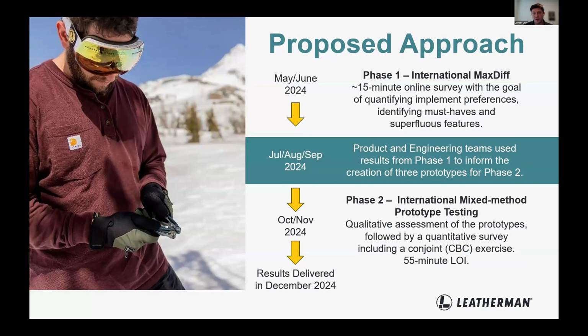So the approach we took was a multi-phase research approach, starting with an international MaxDiff. This was a panel-sourced sample, a 15-minute online survey, which, if you're familiar with MaxDiff, our goal was to quantify implement preferences and really find out what were the most important implements that we needed to include in the tools and the multi-tools and which ones were unnecessary or maybe had more niche appeal.